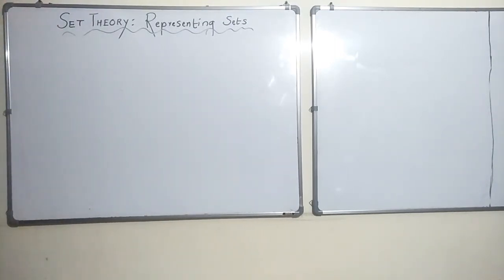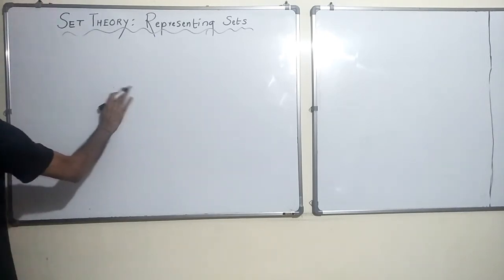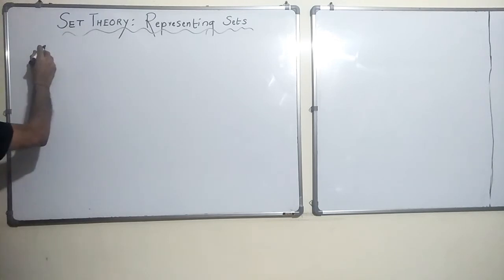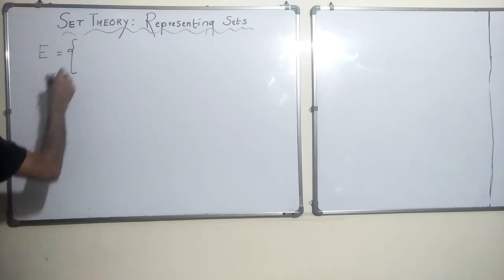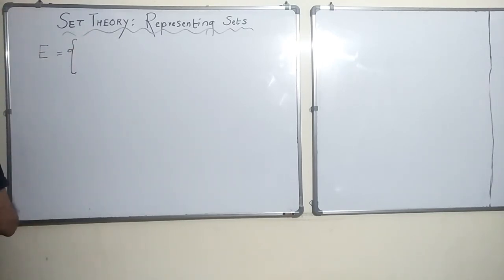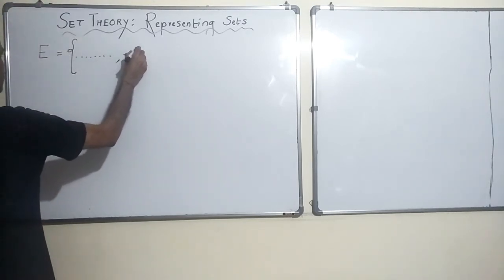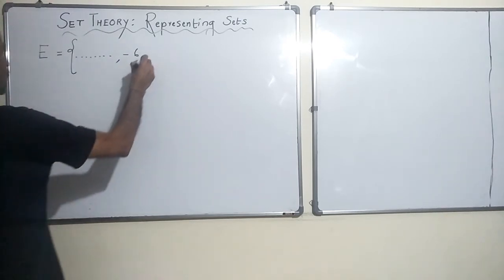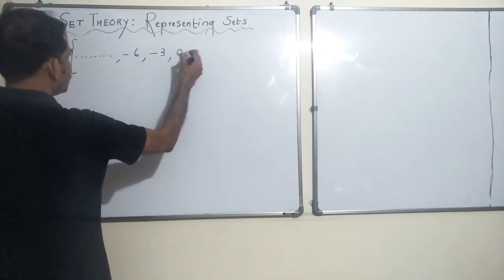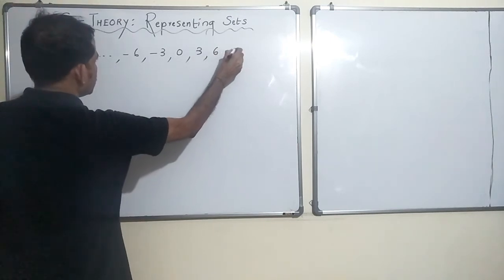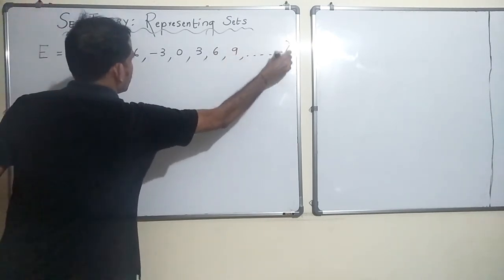All right. So let's finish this session with one more example. Consider a set E, which looks like this. It is in the roster form: -6, -3, 0, 3, 6, 9 and so on and so forth.